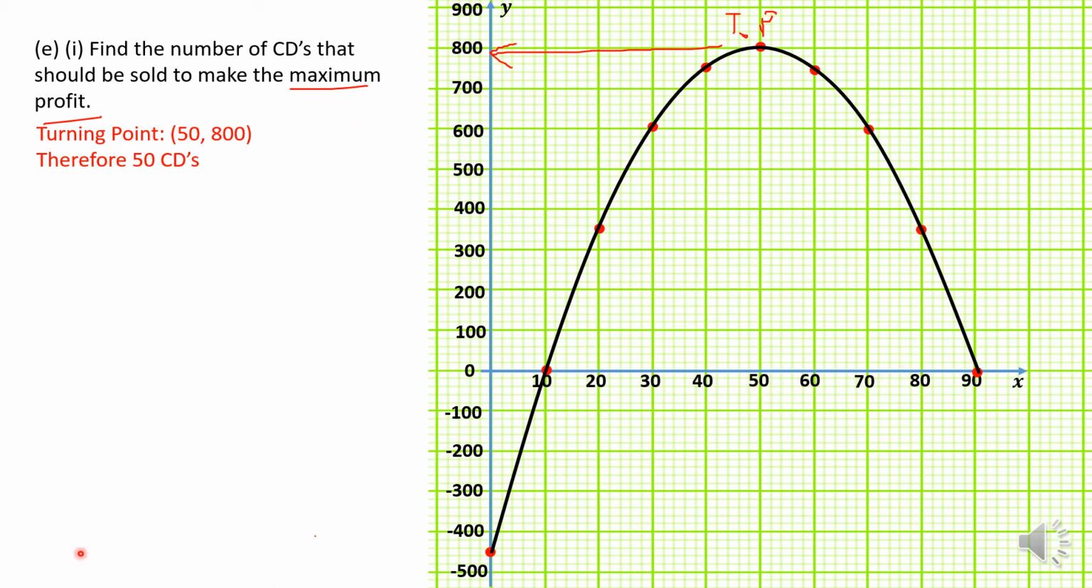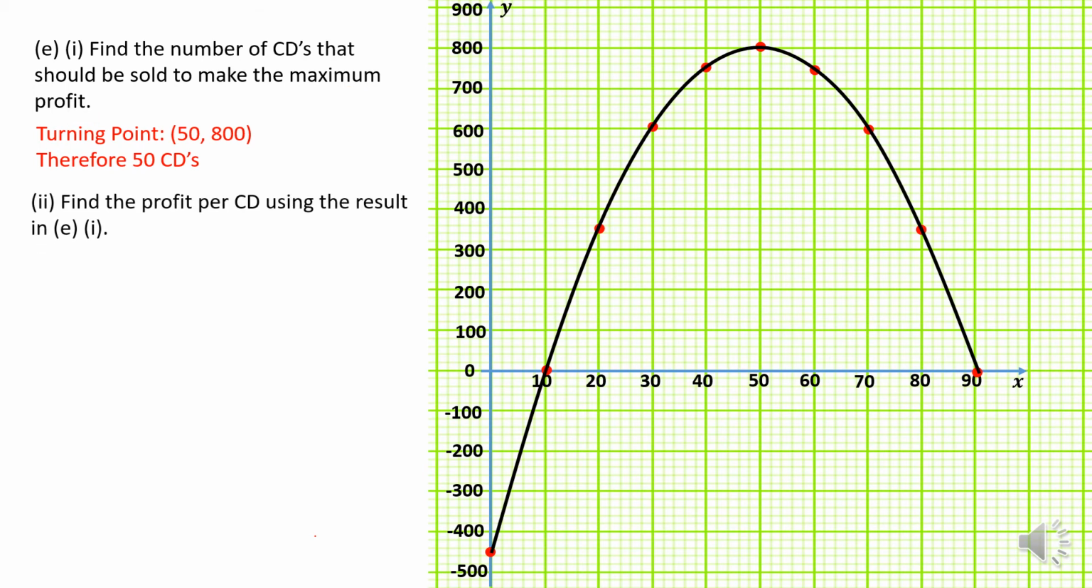Okay, I hope that is something that you have got to understand. Right, so then there is another part to this particular question. It says find the profit per CD. Okay, so we're going to use our answer that we have there. So we know that 50 CDs you make a profit of 800. So when you divide the two, then you know what your profit per CD is. You make $16 per CD.